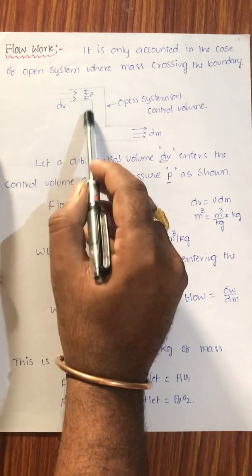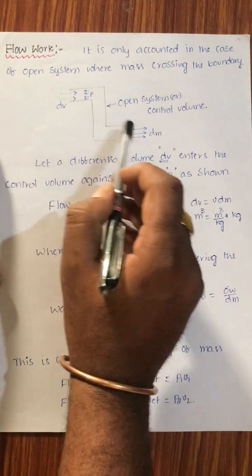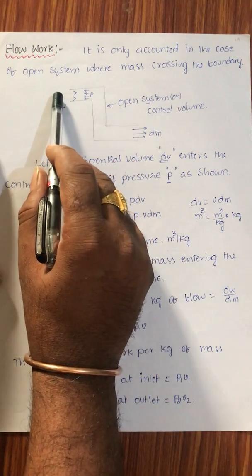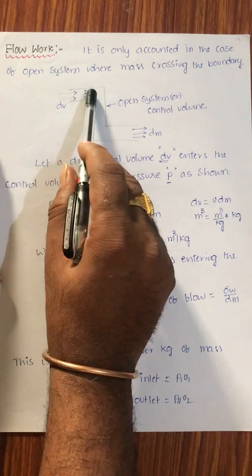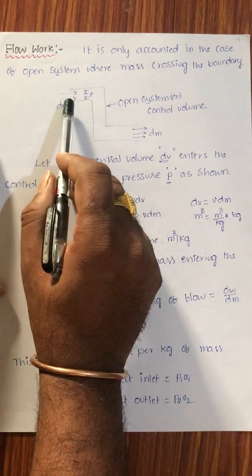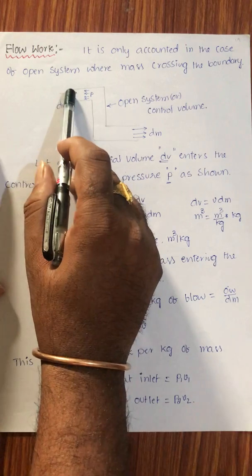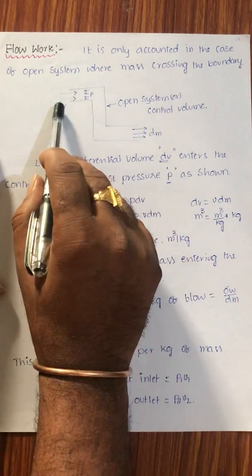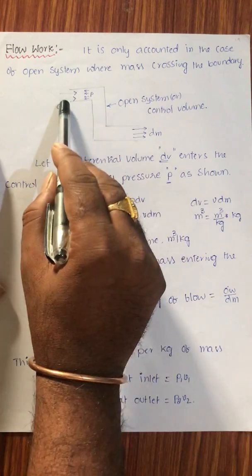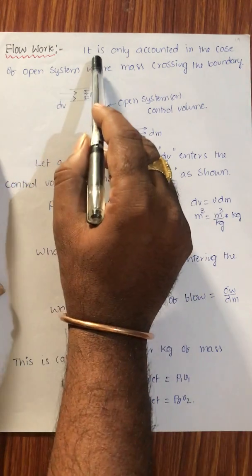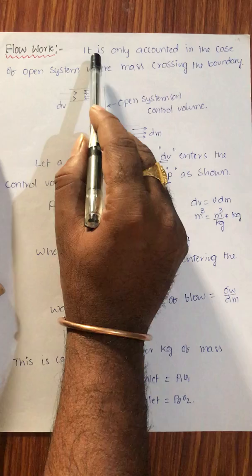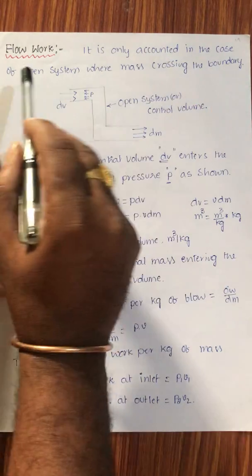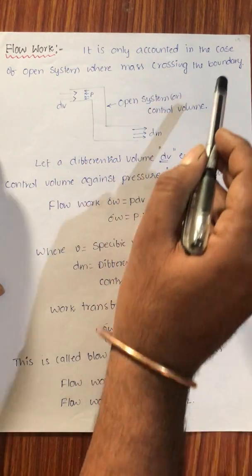See, this is the control volume through which differential mass of fluid is entering and leaving. At this location, the pressure is P1. At this location, the pressure is P2. Corresponding volumes V1, V2, temperatures T1 and T2. This flow work is only accounted in the case of open systems, where mass crosses the boundary.